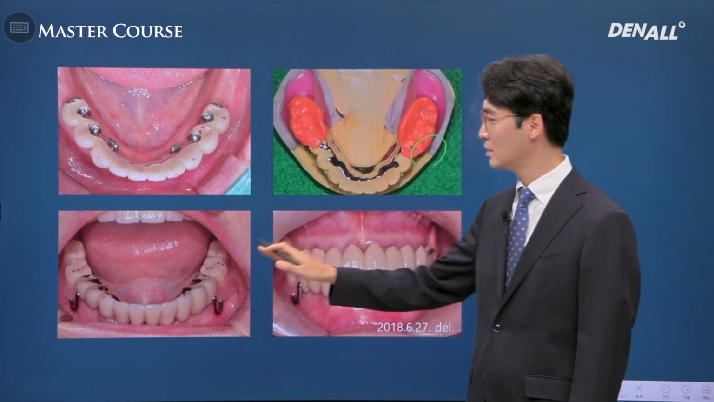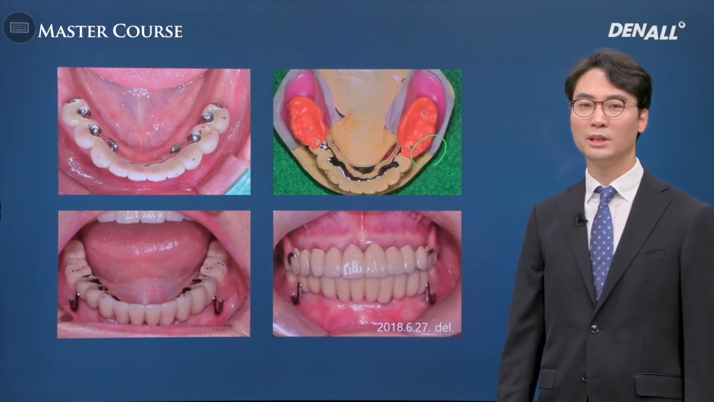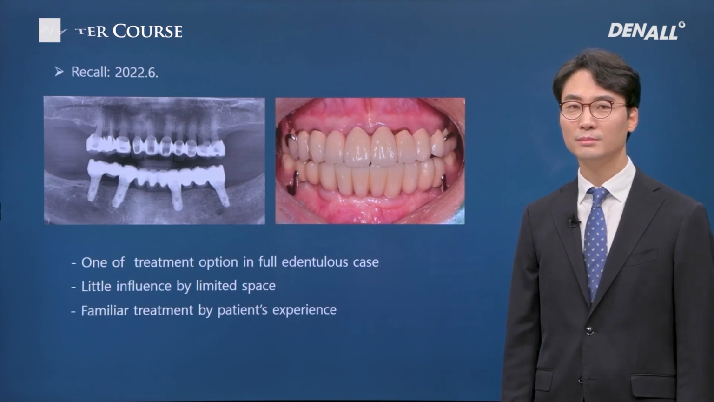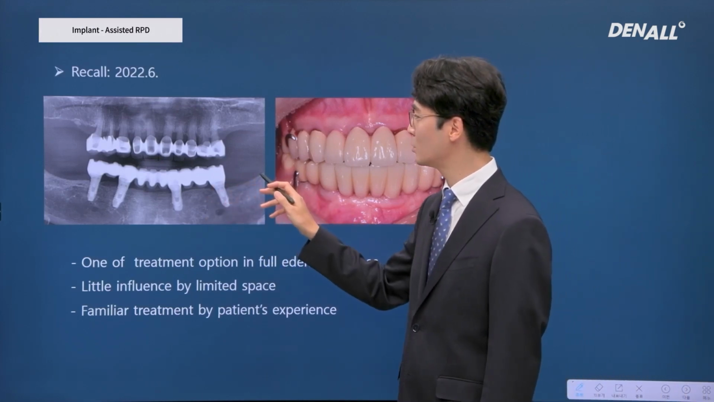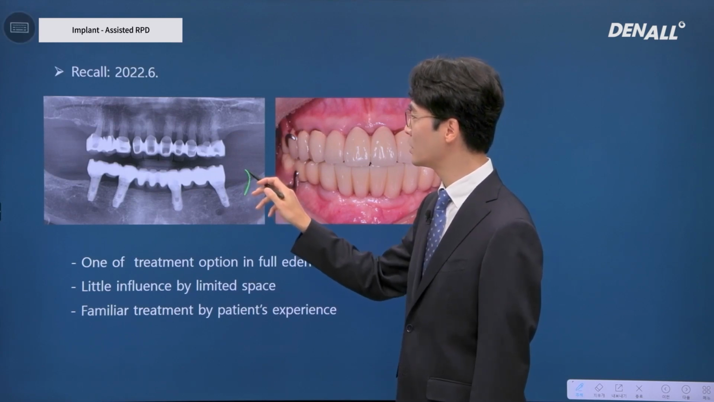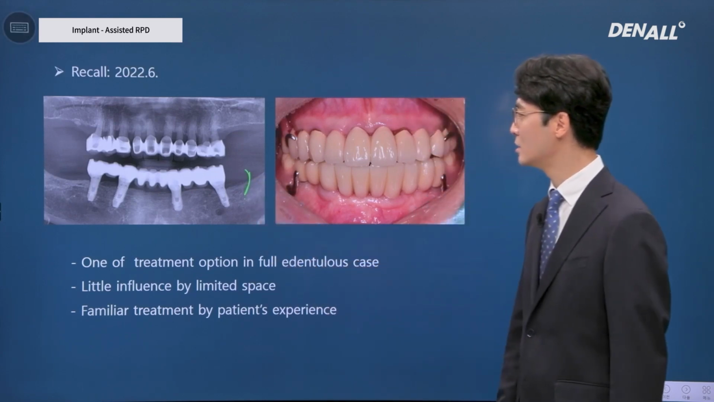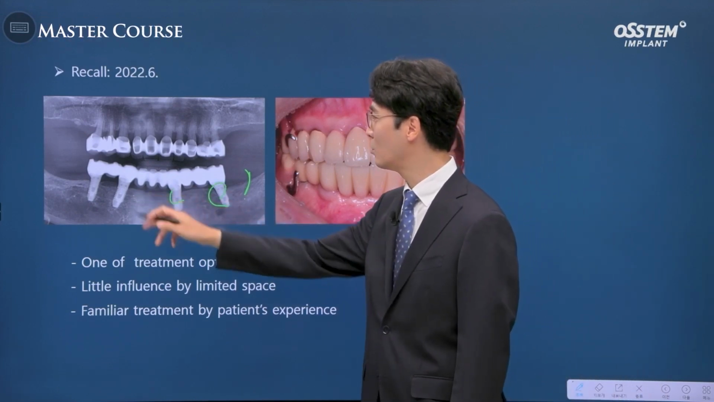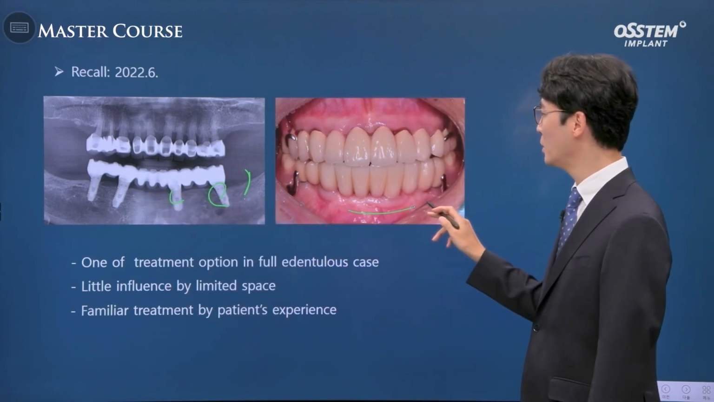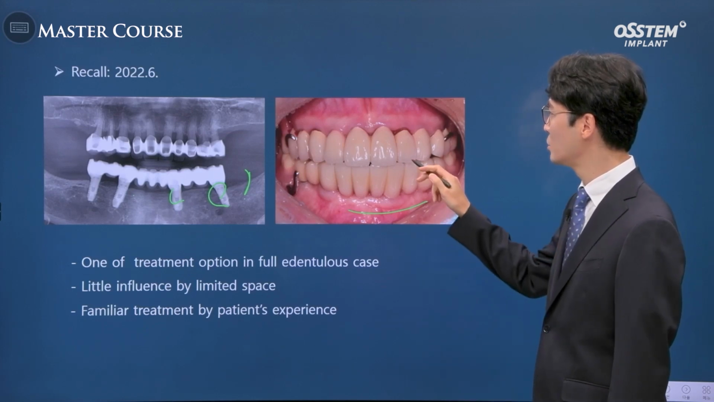Functional impression was taken, altered cast was made, partial denture was fabricated and delivered after bite registration. In 2018, final prosthesis delivery was done after 4 years. This is when the patient came in recently. Recall panoramic image was taken. You can see that adjacent bone tendency is very favorable, and the patient was using it without any problems.